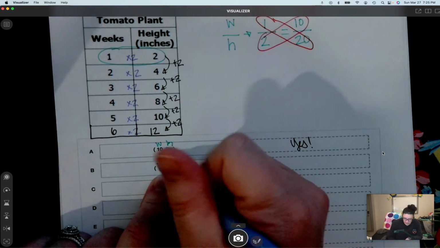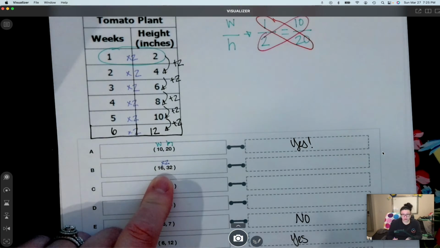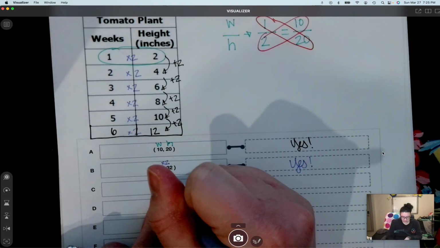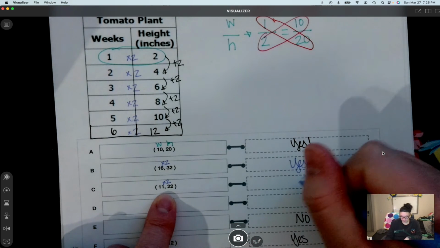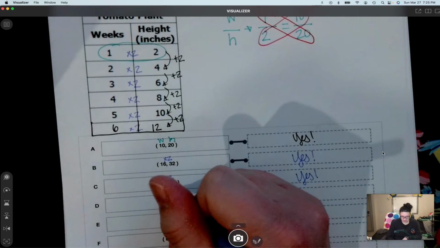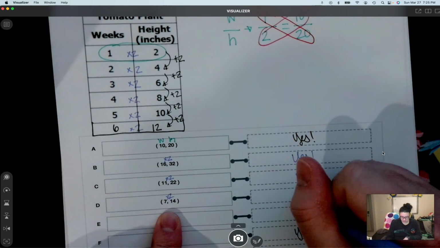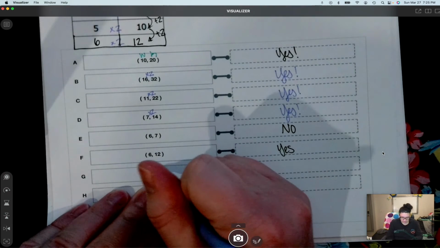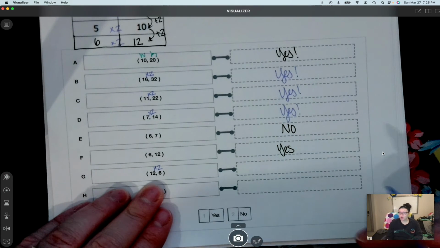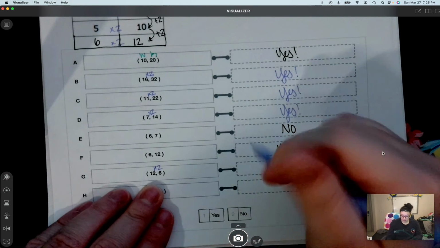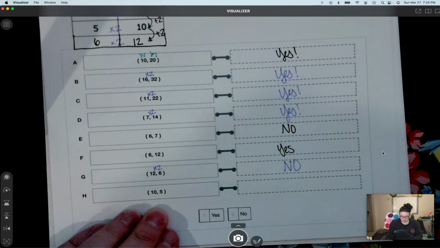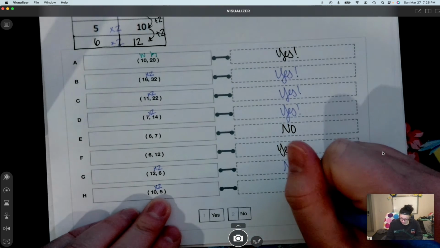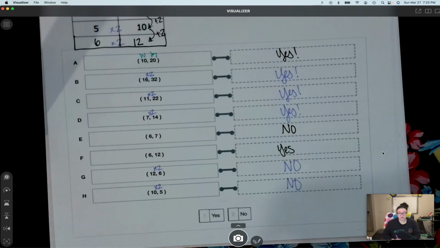So I can see here, is 16 times 2 32? Yes, it is. Is 11 times 2 22? Yes, it is. Is 7 times 2 14? Yes, it is. Is 12 times 2 6? No, that one's flipped around. That one's backwards. They're trying to trick you there. Is 10 times 2 5? No, again, that's backwards. They're trying to trick you up there.